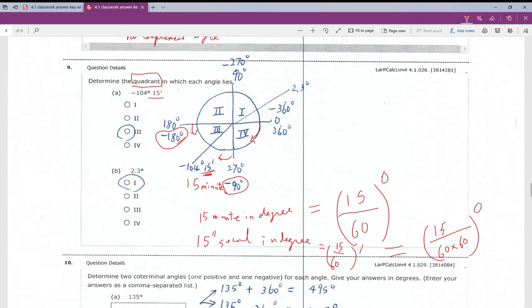So it's between 104 and 105, so just about there. Negative 104 degrees, 2.3 degrees. 1 degree actually is very small, but I draw it a little bigger so you can see better. So 1 degree, 2 degrees, and 2.3 degrees, but just very small. Then it will be in the first quadrant.